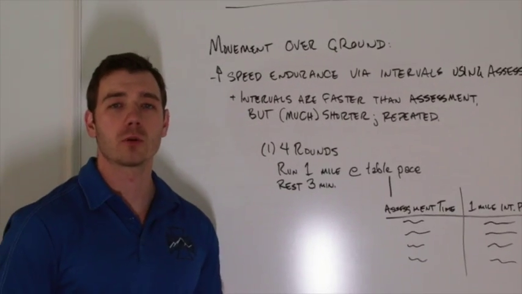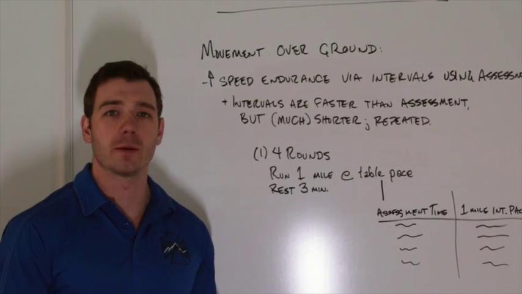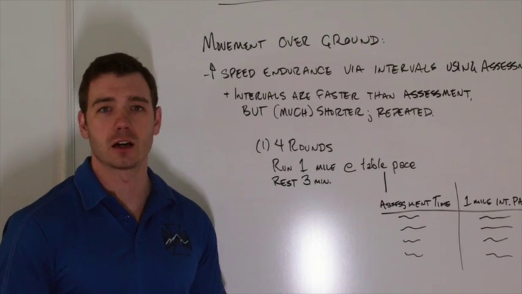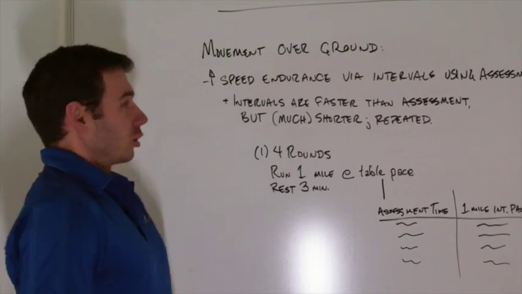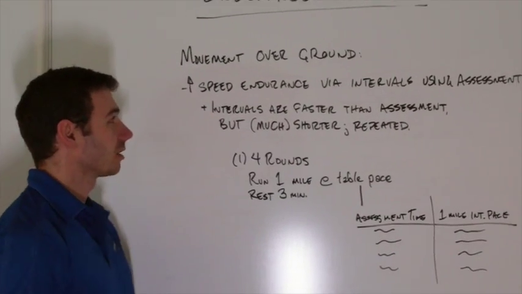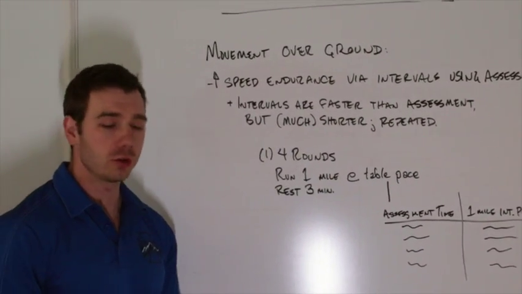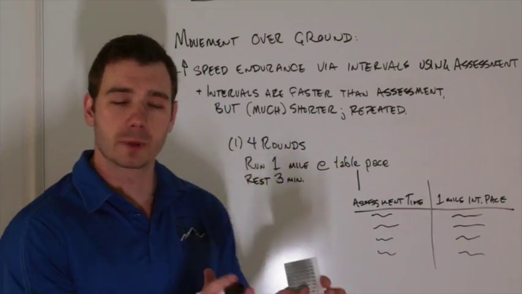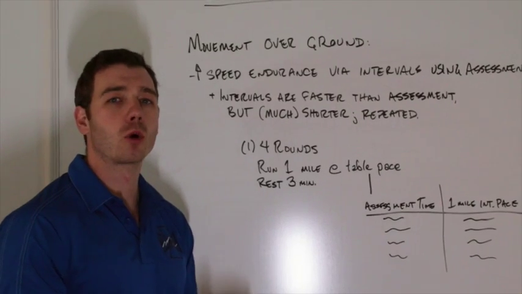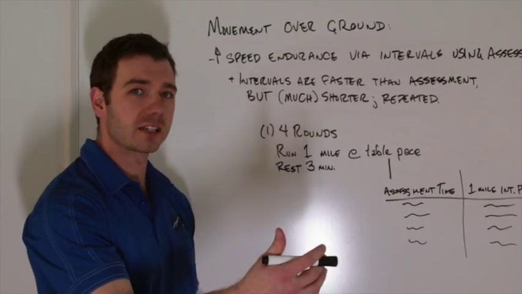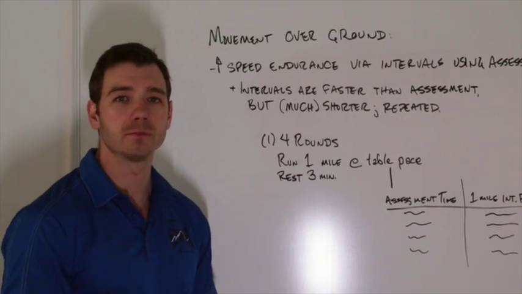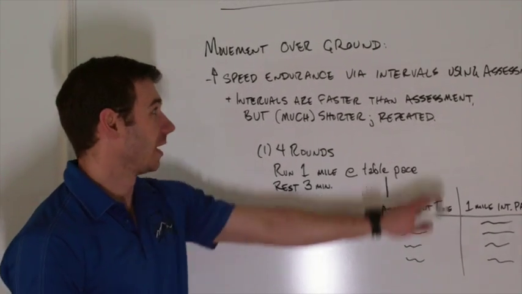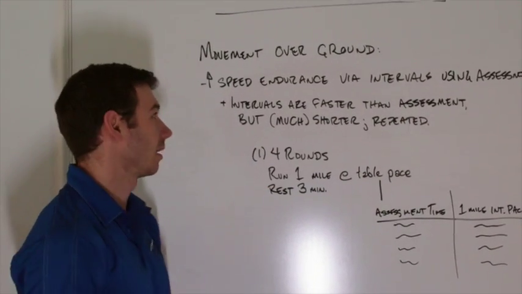So with movement over ground, we're looking to improve the amount of time that you can maintain a certain pace. So we're going to increase your speed endurance via intervals. We're going to use intervals based on an assessment. At the beginning of a program or beginning of a cycle, you'll run an assessment. Let's say it's a 3-mile assessment. You'll record that time, and then you're going to run intervals based on that time.